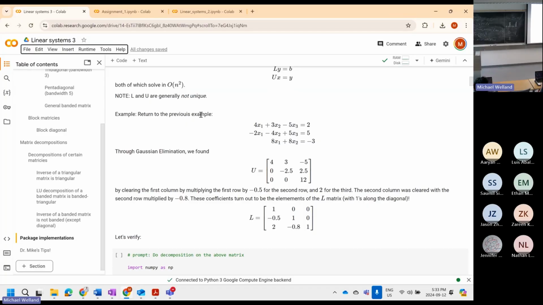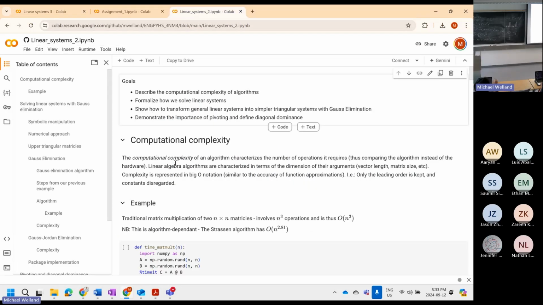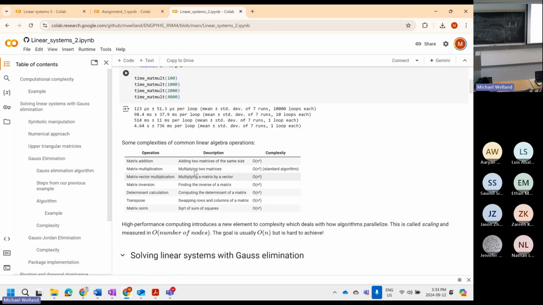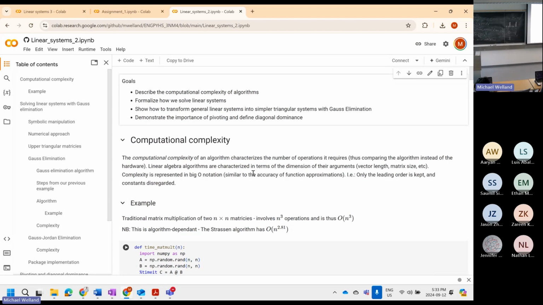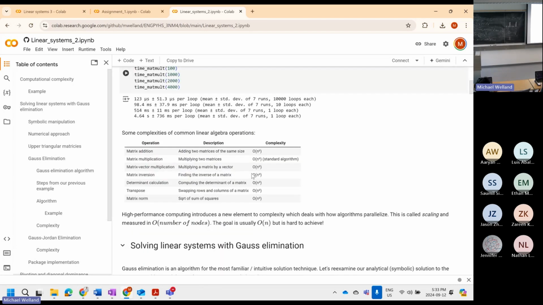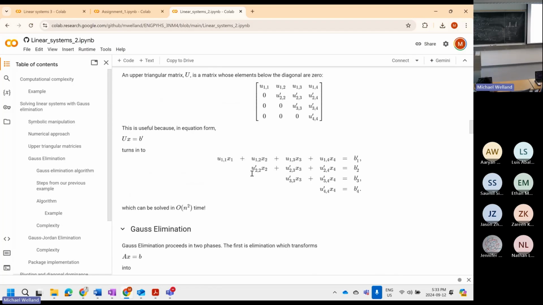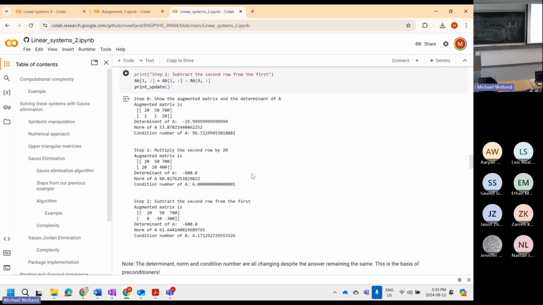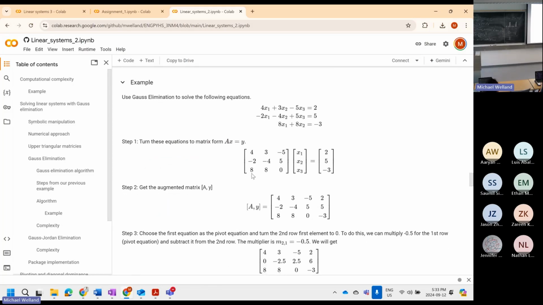Dun, dun, dun, dun, dun. So how do we calculate this thing? Returning to the previous example from last week's course, not last week, yesterday. See where my brain is. Where is that long one? Here we go. Here's the example.